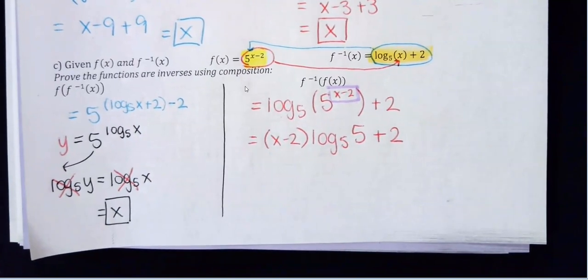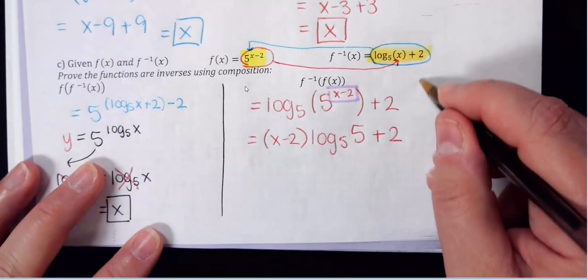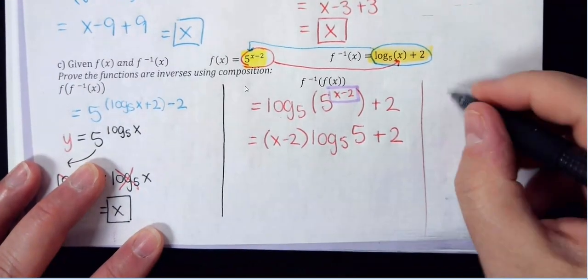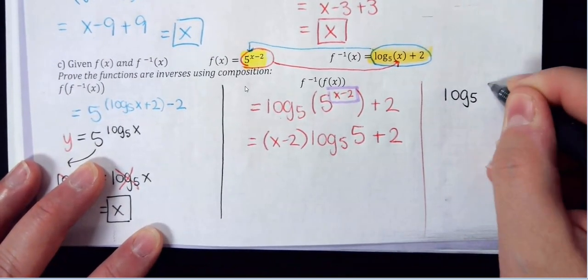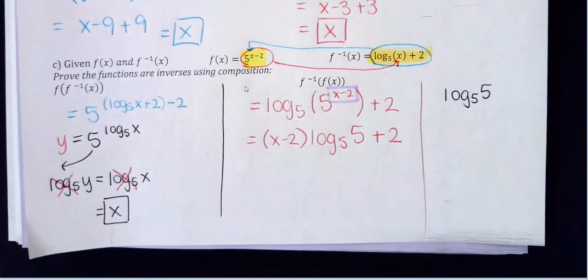Okay, so that's just using the power rule. If you have an exponent, you can bring it down in front of the log. Now, here's the other thing I want to review with you real quick. Does anybody remember, if I have the log base 5 of 5 and I wanted to evaluate that, if your base and what you're taking the log of are the same, do you remember what that's equal to?